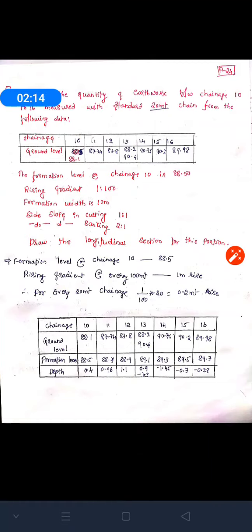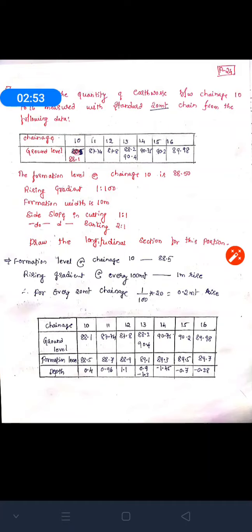Now next we need to find the formation levels. By using this data we need to find the different formation levels for different chainages, and also the depth. In this tabular column we can see chains 10, 11, 12, 13, 14, 15, 16, and the respective ground levels he has given: 88.1, 87.74, 87.8, 88.2, and at chain 13 there are two ground levels, that is 88.2 and 90.4. And similarly chains 15, 16 and different ground levels.